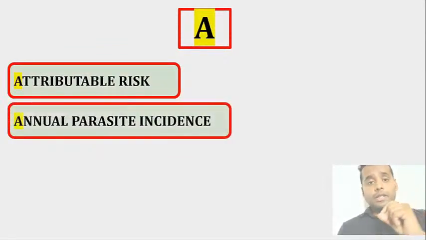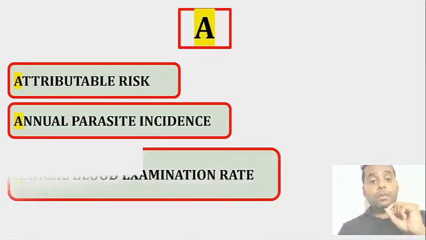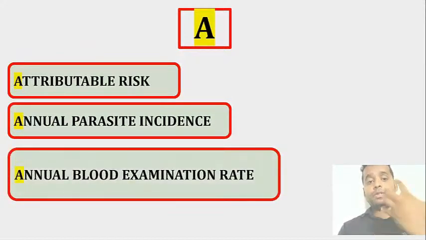Annual parasite incidence, yes, malaria indicator, very important. Annual blood examination rate, most of the times you confuse between these two terms. So I'm keeping three terms now. Attributable risk, very important, I'll discuss. API, annual parasite incidence, and annual blood examination rate.